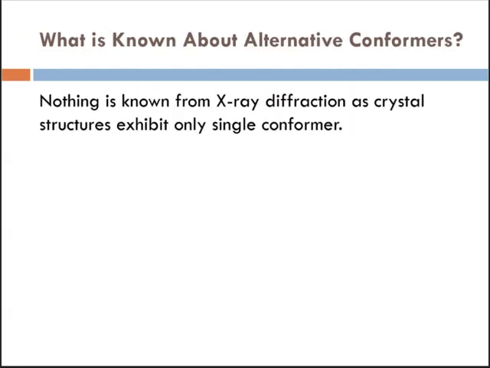What do we know about alternative conformers? What conformers are not the lowest energy, but are maybe low enough in energy to actually contribute? From crystallography, nothing. Only one conformer crystallizes. It's very rare to see a crystal with 2 different conformers. It does happen, but it's very rare. So crystallography tells us nothing about alternatives.